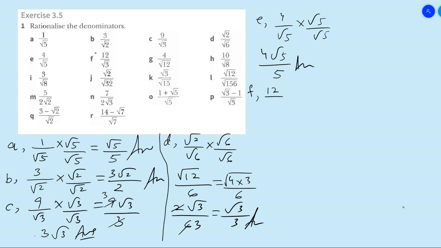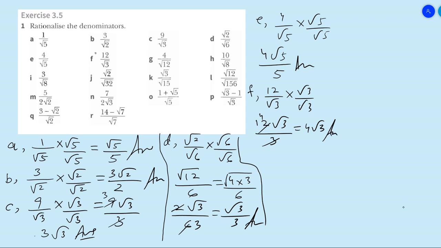Part F. 12 upon root 3. It will be root 3 upon root 3, multiply and divide. This process of multiplying and dividing by the same denominator is called rationalization. So we are just rationalizing the denominator. 12 into root 3, and root 3 into root 3 is root 9, and root 9 is 3. So 3 4s are 12. Final answer is 4 root 3. This is the answer of part F.